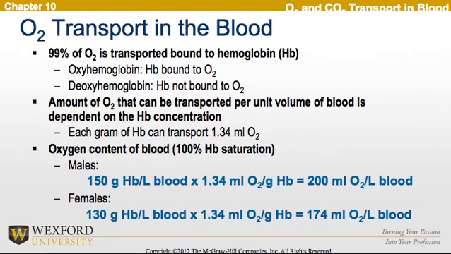Now, if we look at the oxygen transport in the blood, we see that 99% of oxygen is transported bound to hemoglobin. We have oxyhemoglobin, where hemoglobin is bound to the oxygen, and deoxyhemoglobin, where the hemoglobin is not bound to the oxygen. We see that the amount of oxygen that can be transported per unit volume of blood is dependent upon the hemoglobin concentration, where each gram of hemoglobin can actually transport 1.3 milliliters of oxygen.